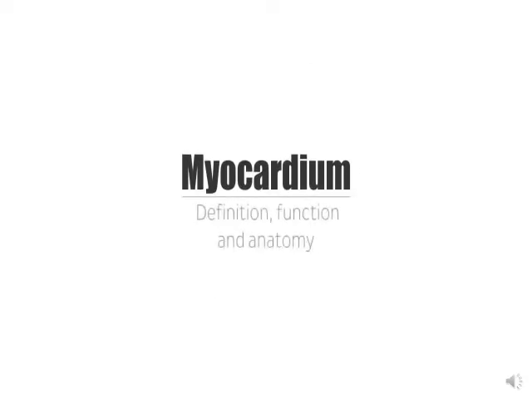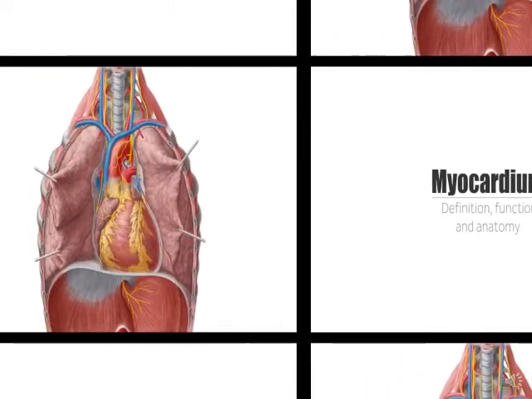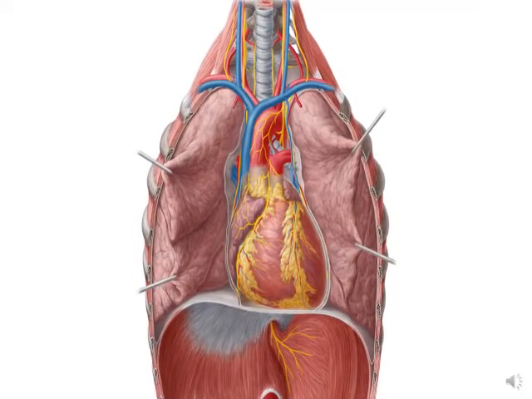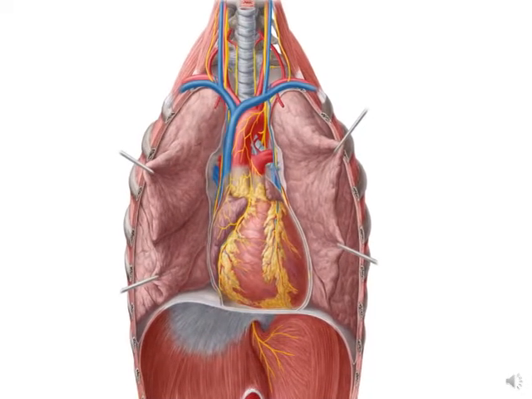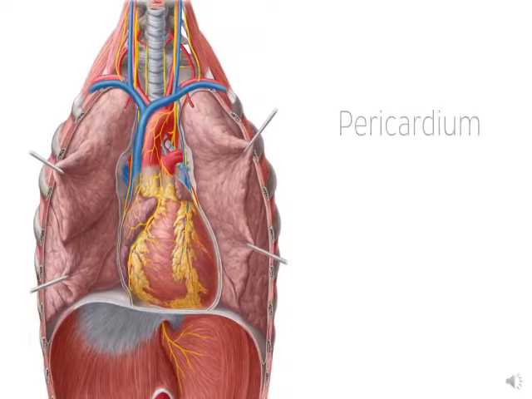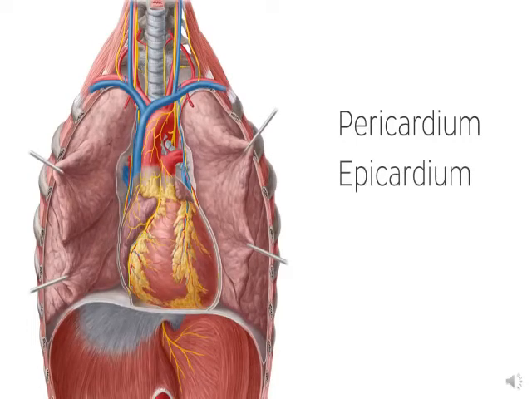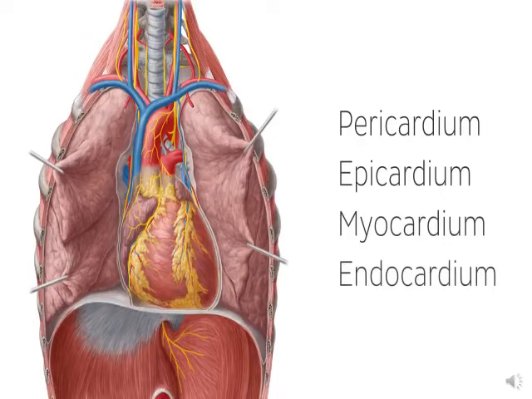Hey everyone, this is Matt from KenHub, and in this tutorial, we will discuss the definition, function, and anatomy of the myocardium. The heart is a large muscular organ that is comprised of four different layers. From the outside to the inside, they are called the pericardium, the epicardium, the myocardium, and the endocardium. Each layer has a different function that primarily aids the pumping action of the heart, which allows the blood to flow around the body.